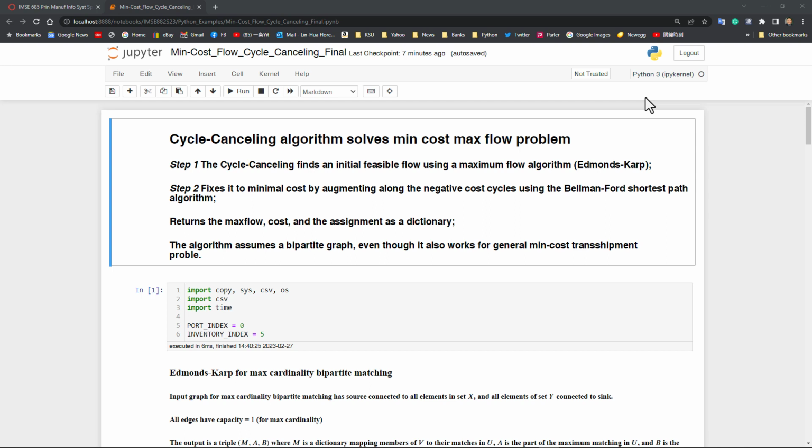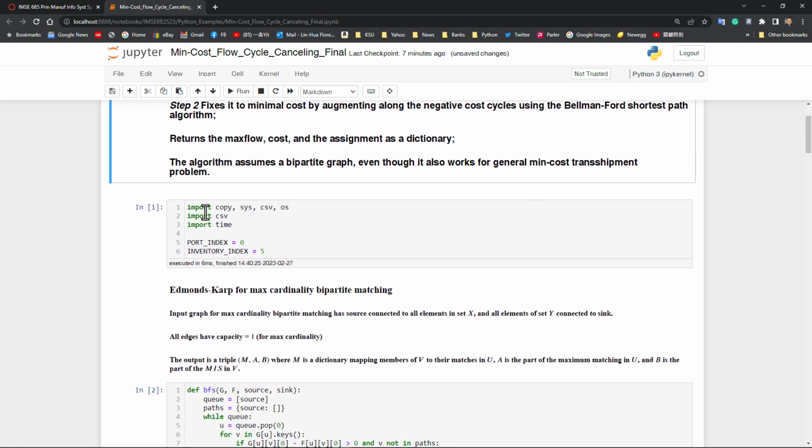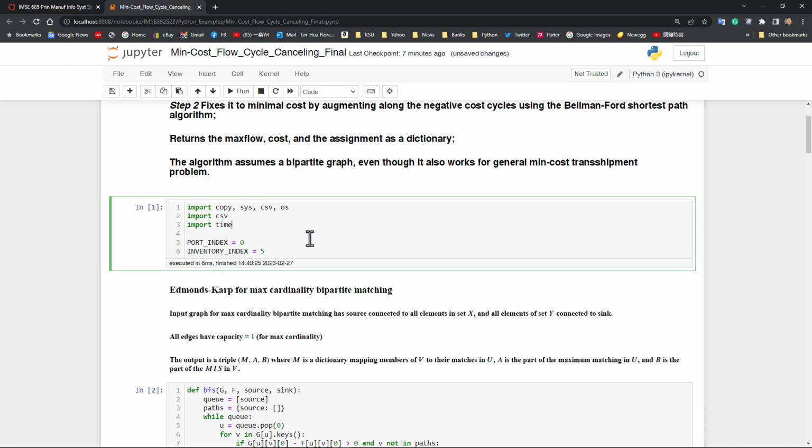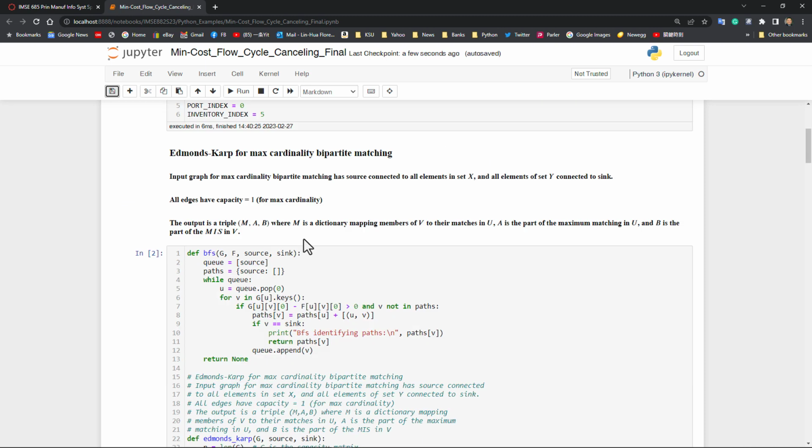The algorithm initially assumes a bipartite graph, but it also works for non-bipartite graphs, for the general minimum cost transshipment problem. So here, we're starting to present. First, we import certain libraries in Python: copy, the system library, one for reading a CSV file, and third the so-called time, to measure how much time it takes to execute this.